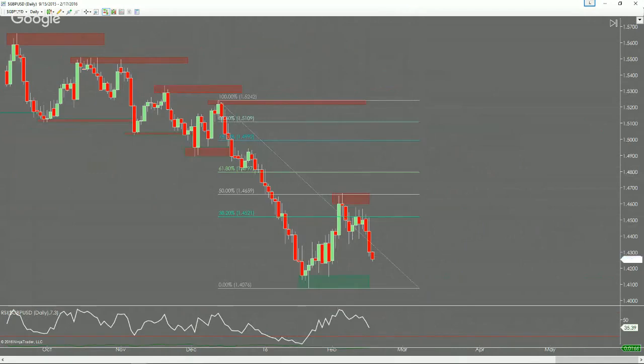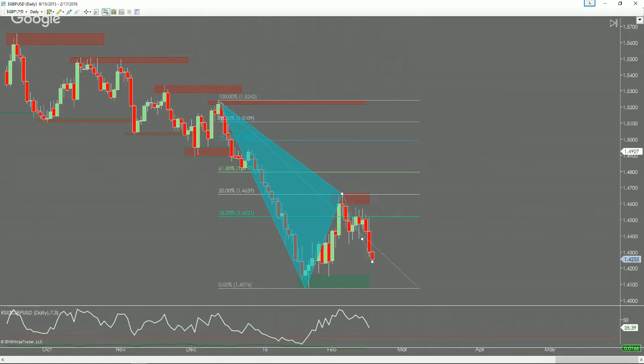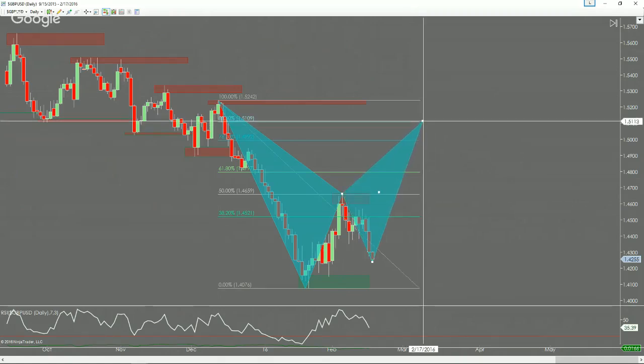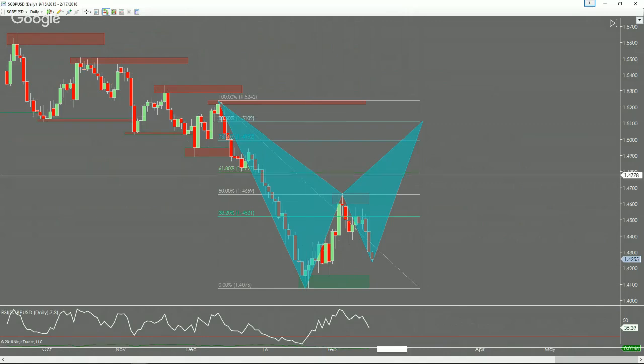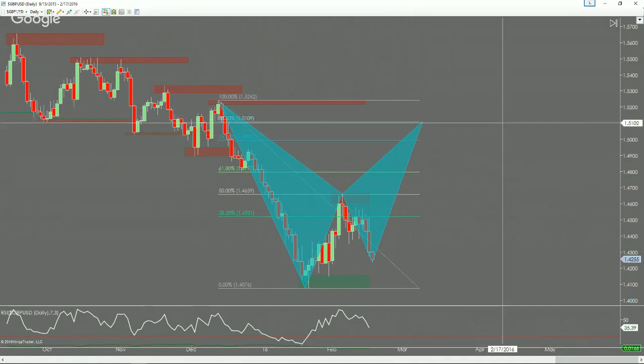okay, if price comes back up to hit our 886 without violating this low, we will also have a bat pattern completion right there. It's a bear bat pattern that would complete at the 5109 level of structure. It's right around the 5100.